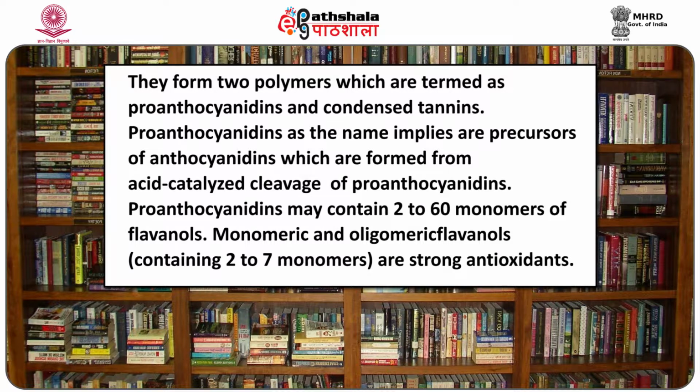Monomeric and oligomeric flavanols are strong antioxidants. Flavonoids are found in many fruits, particularly in the skins of grapes, apple and blueberries. Monomeric flavanols, catechin and epicatechin and their derivatives are the major flavonoids in tea leaves and cocoa beans.